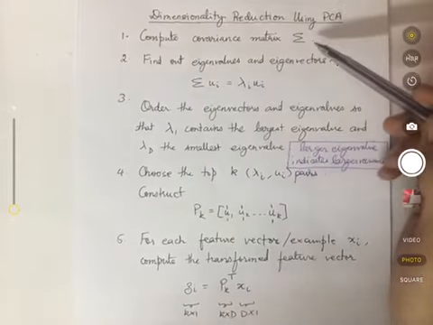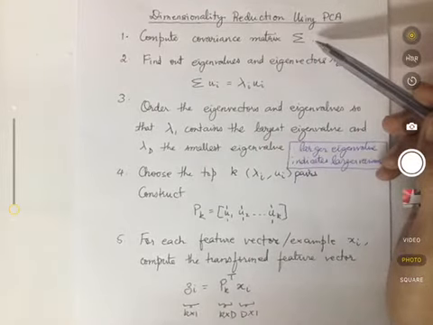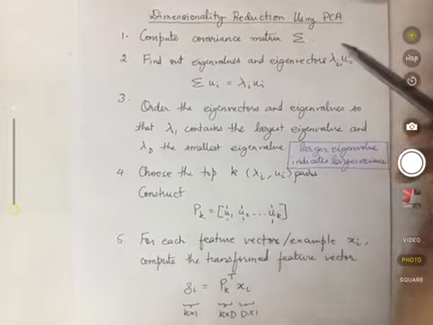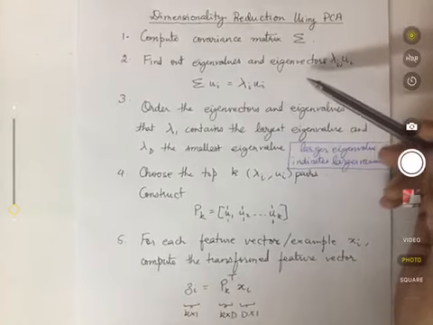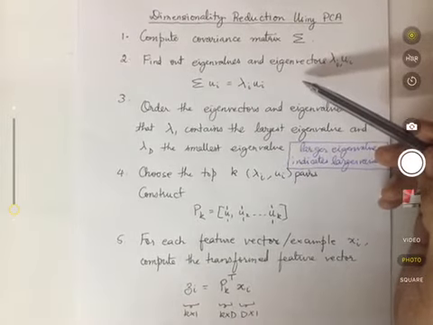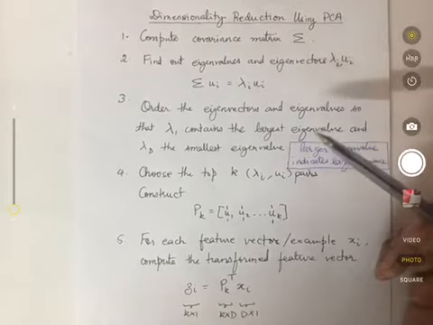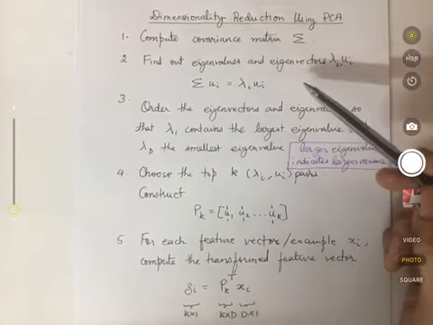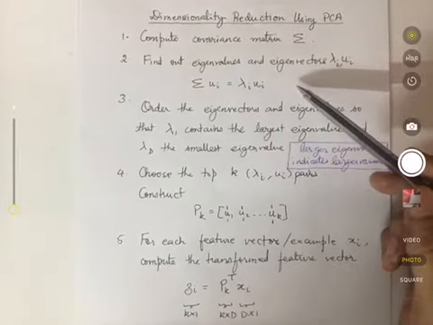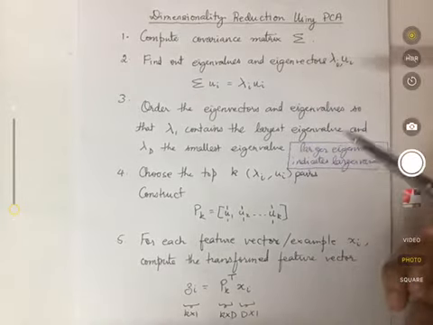The first step is to compute the covariance matrix from your data. That's the sample covariance matrix. And then from your covariance matrix, you would compute the eigenvectors and eigenvalues. This we have already seen before in one of the previous video clips.